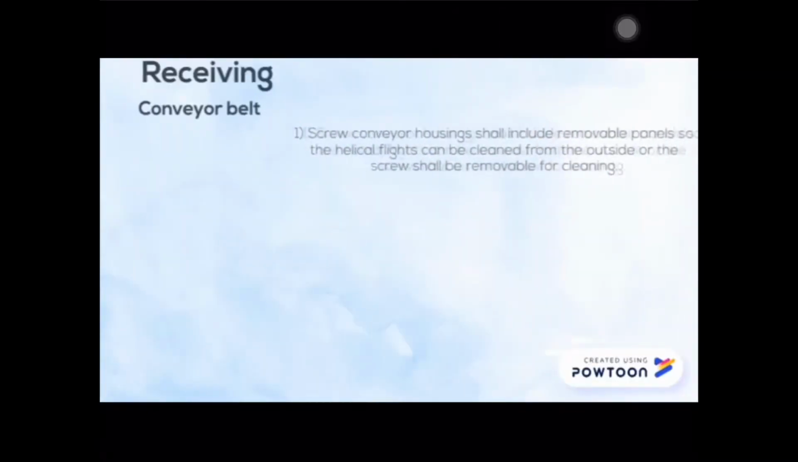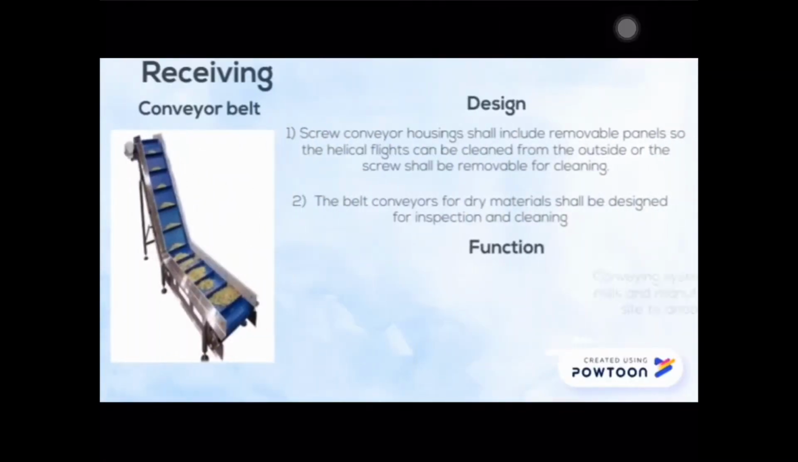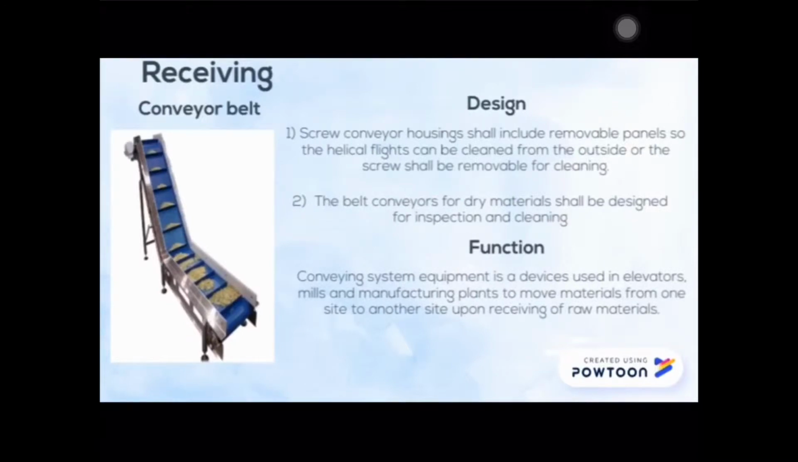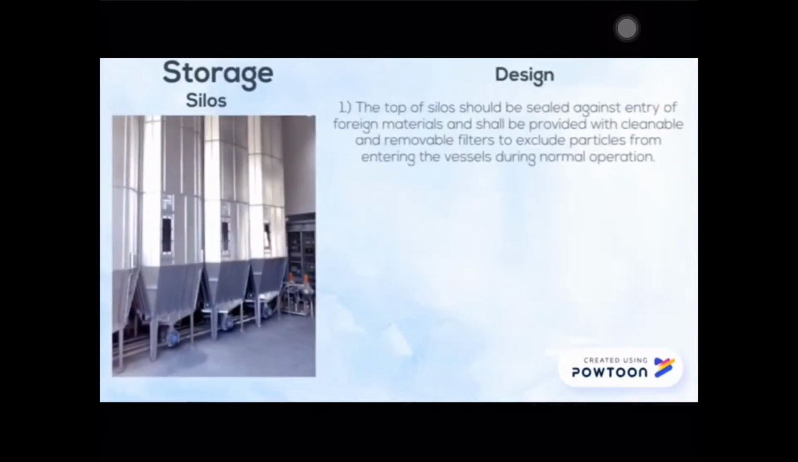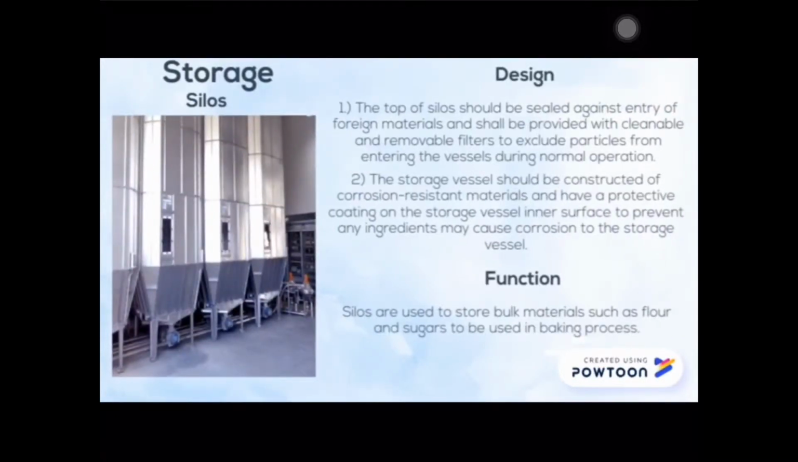A conveyor belt is used during raw materials receiving. A conveyor belt is used to move materials from one site to another site upon receiving. The silos are used to store raw materials such as flour and sugar that are used in baking.